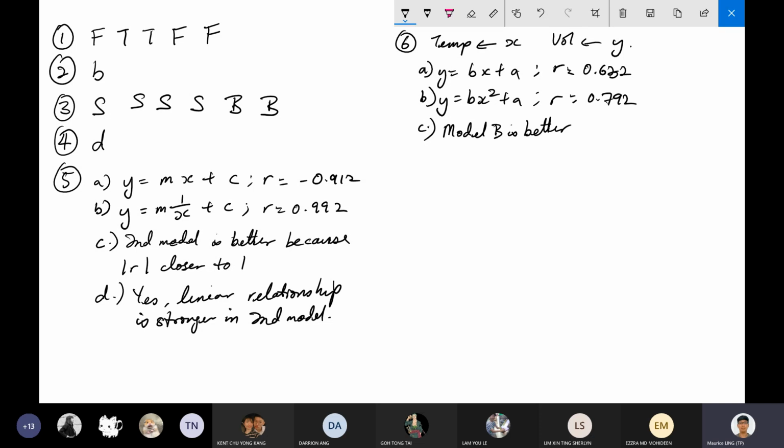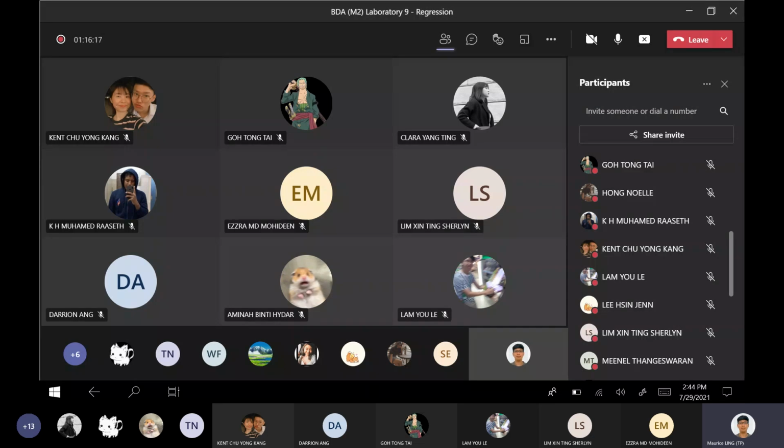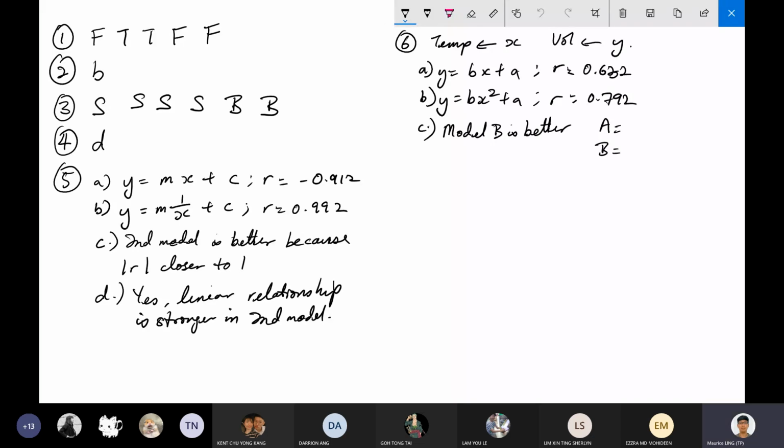Okay, then you find what is A, what is B. That means you find the two coefficients. Okay, so the two coefficients, Minal? Yeah.